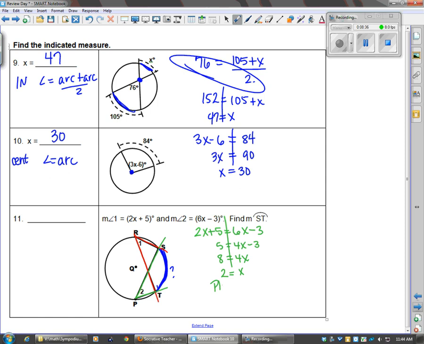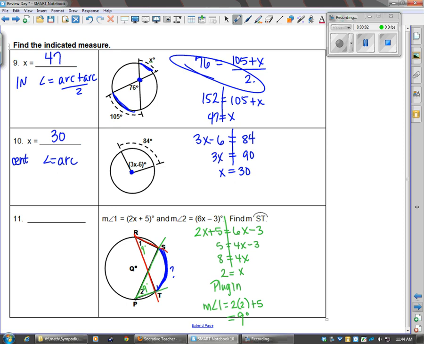Plug this into the angle. So I'll just do angle 1. Angle 1 is 2 times 2, which is 4, plus 5. So angle 1 is 9 degrees. Okay, clearly not drawn to scale, but that's okay. Angle 2 should be the same. Is that what they're asking for? No. That's the angle measure. I guarantee you 9 would be an answer choice if this was a multiple choice test.